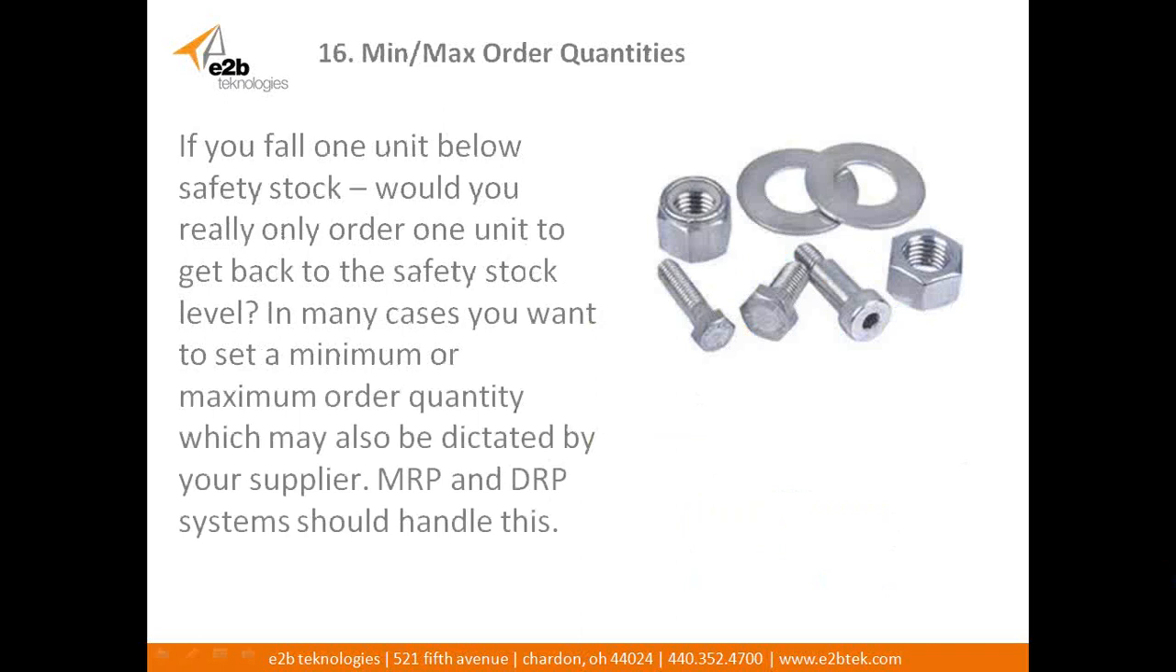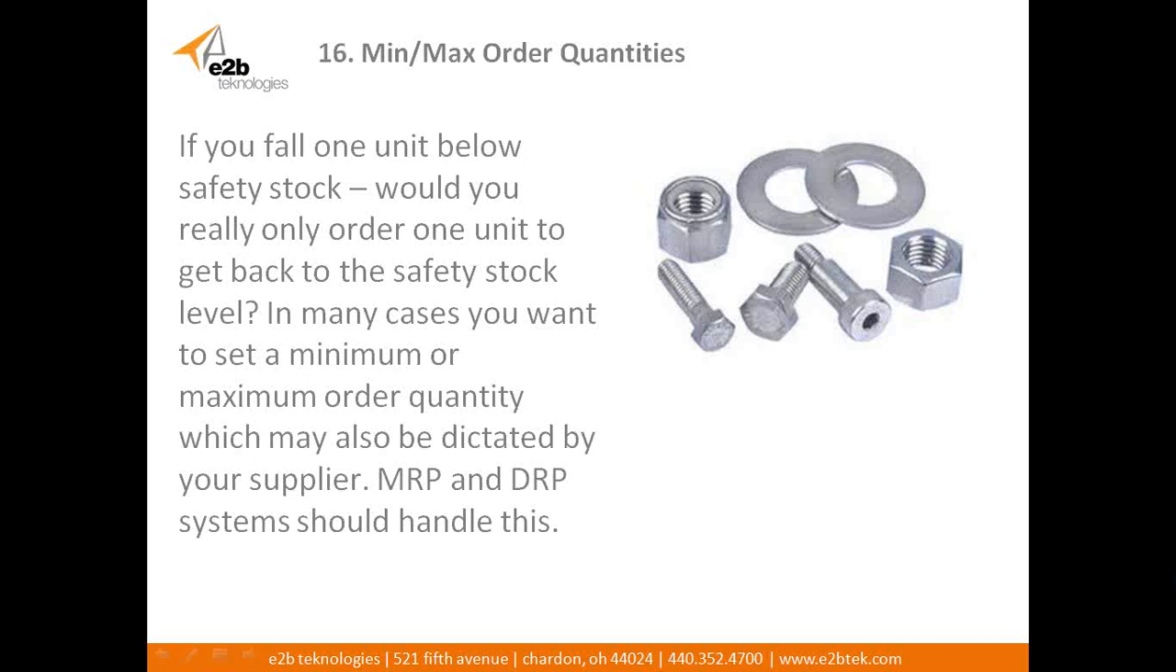Min-max order quantities. If I am distributing or manufacturing and having to use fasteners, which is very, very common, right? Bolts, nuts, washers. If I have safety stock set up for, maybe I want to keep 1,000 of these fasteners on hand at any given time, if I fall to 999, do I really want to go buy one? No. It doesn't make any sense whatsoever.